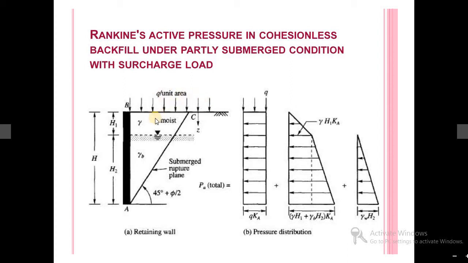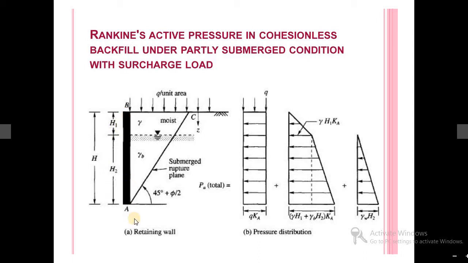Additionally, surcharge load is there. For example, if it is an embankment, road or railway, the surcharge will act like that. This is the surcharge per unit area. If q is the intensity, Ka times q will be the pressure distribution, and the area under this curve will be the total pressure acting. Now here it is the submerged case. This is due to the surcharge, and this is due to the partially submerged condition. Due to the moist soil, gamma H1 into Ka will be there. H1 and H2 are the heights.